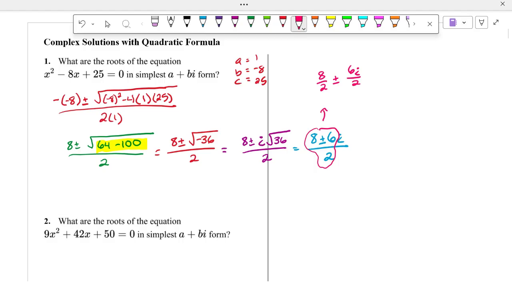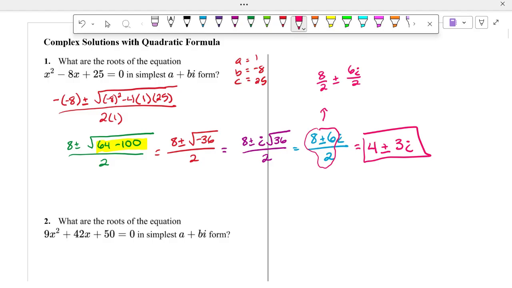All right, that's another way you can think about when you simplify those numbers. So, what's 8 divided by 2? 4 plus or minus, what's 6i divided by 2? 3i. So that's our answer. And those are both answers because remember we can separate to 4 plus 3i, 4 minus 3i.